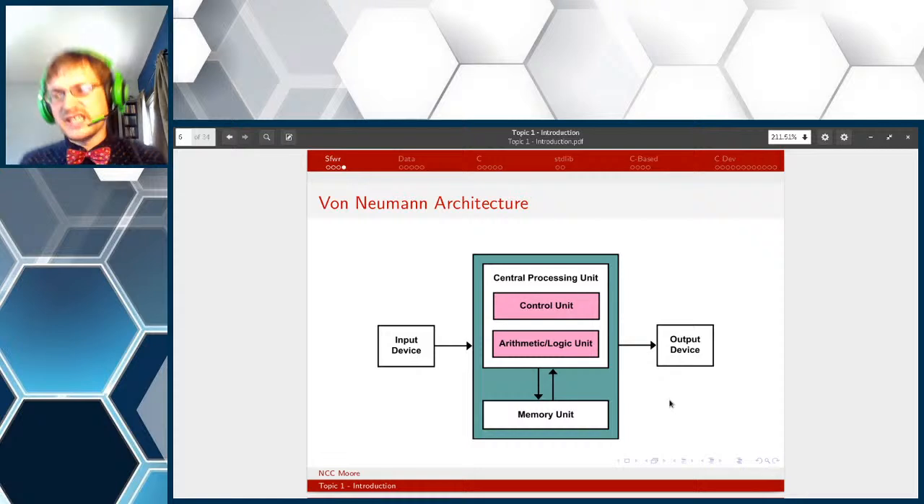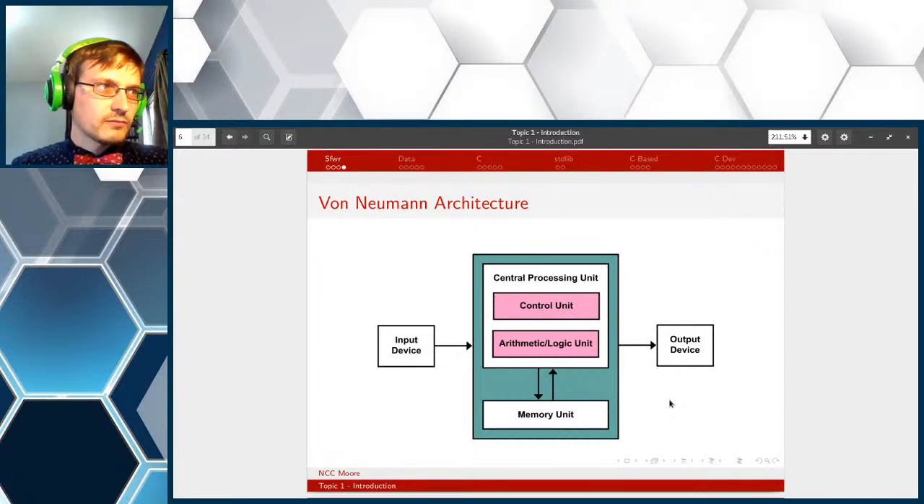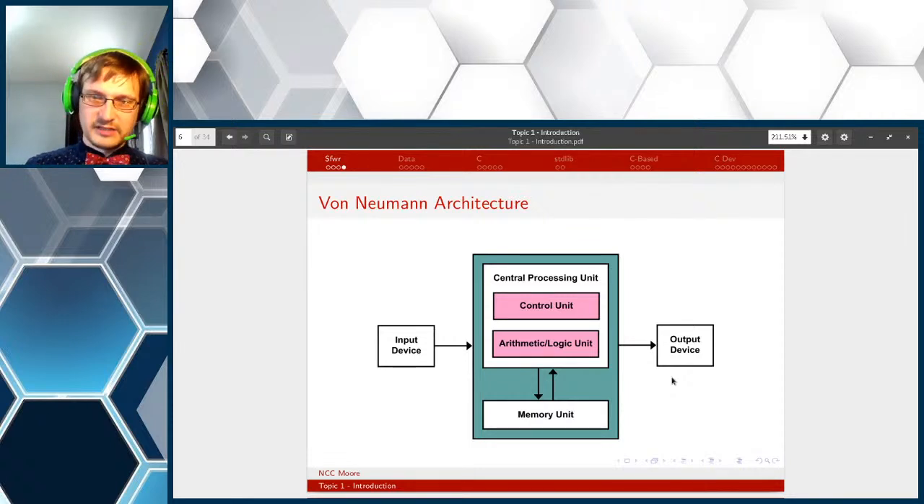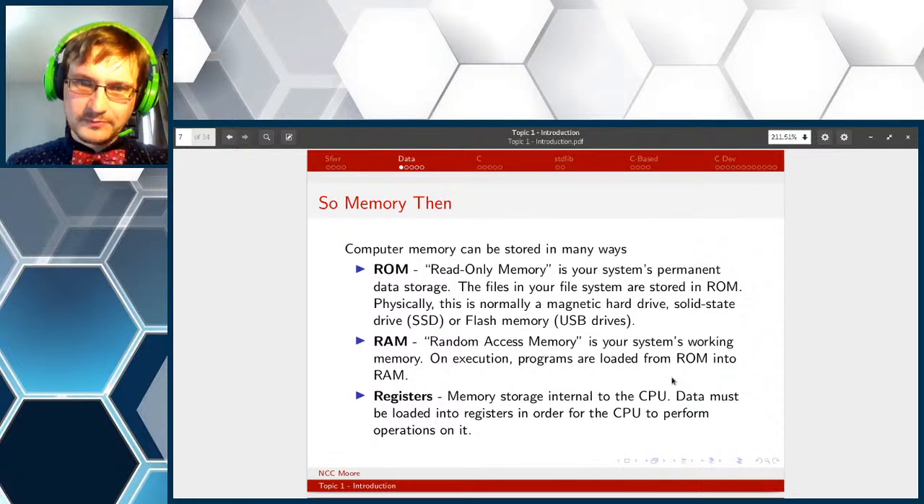The memory unit is the thing that stores memory. A lot of the time, you are very hand-wavy about how memory actually works. But in this course, we're going to get into it a little bit. Probably not as much as if you were taking computer engineering, where you would get into it more. But we're going to learn enough about it to be able to program effectively in C. So, let's talk about memory.